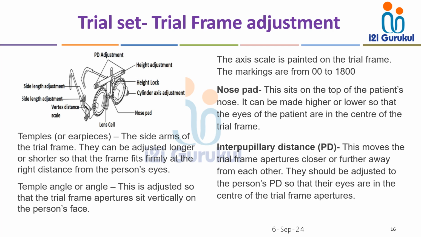So we have in this trial frame the placement of lenses. As I mentioned earlier, the strongest sphere goes in cell 1, that is the back wall of the trial frame. Cylindrical lenses go in the second cell, in front of the spherical lenses. Auxiliary or accessory lenses, such as prisms, additional spherical power, cylindrical power or an occluder, can be placed in the third cell.